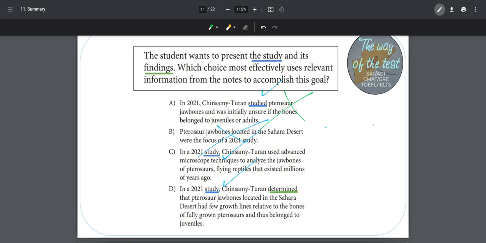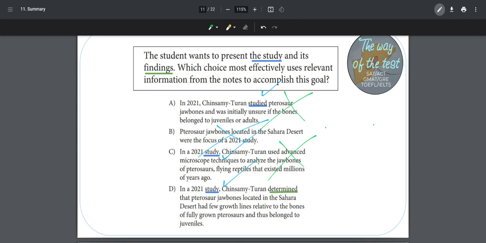Letter C, in a 2021 study, Shin Sami Turan used advanced microscope techniques to analyze the jawbones of pterosaurs, flying reptiles that existed millions of years ago. It's just a long description of the study, but no findings. There are no results. It's just telling me what this person did and what this person used, but no results, so it's not C.